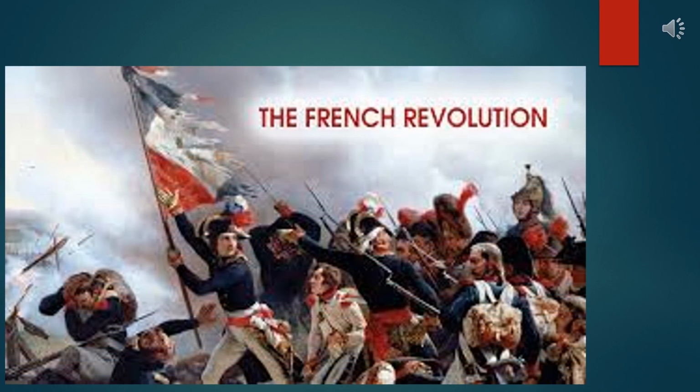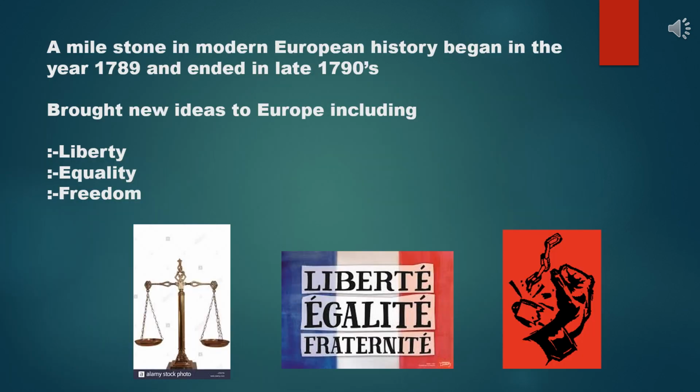French Revolution. As it is a bit lengthy chapter and it has so much to learn and understand, I will cover this chapter in four parts. Students, today I will cover this chapter from page number 3 to page number 7 of your NCERT. Let us start with the introduction.